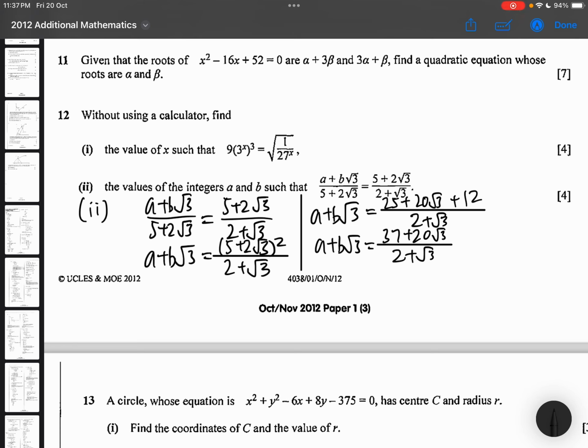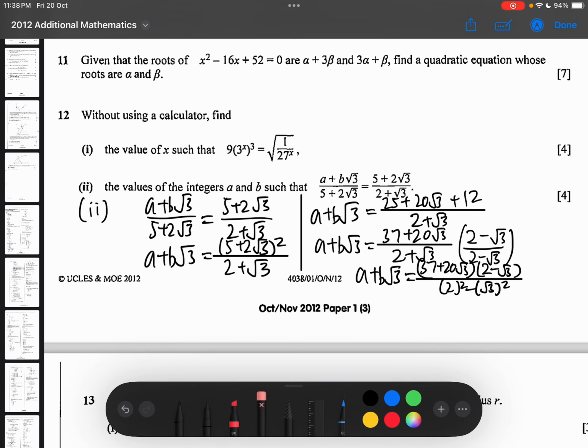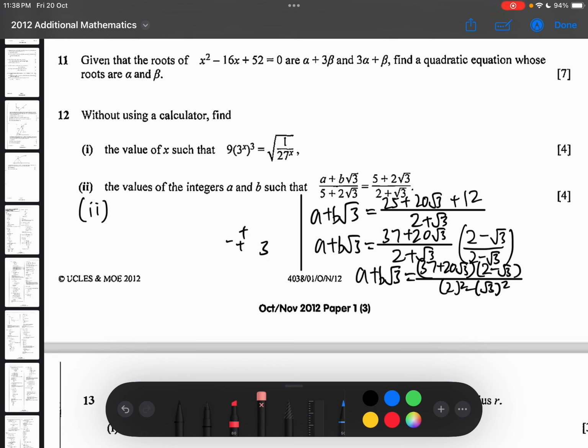Now the key to being able to do this question is the use of rationalization of the denominator using conjugate surds. So a plus b square root 3 equals 37 plus 20 square root 3, times 2 minus square root 3, over 2 squared minus square root 3 squared. Gonna make some space this side.